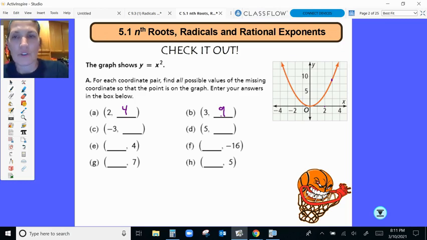What about negative 3? Negative 3 squared is also actually 9. And so that means that if we take the square root of 9, we could also have a negative 3, right?